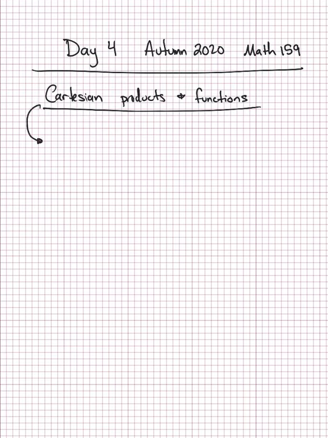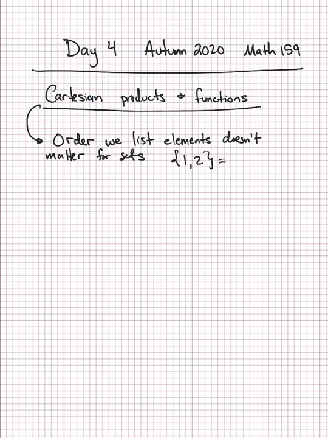So notice that when we defined a set, the order that we list the elements doesn't matter for a set. Okay, this wasn't something that I made a big point of, but certainly the set {1, 2} is exactly the same as the set {2, 1}, right? And the reason is we say two sets are equal if their elements are the same. We don't care how you list them, okay?